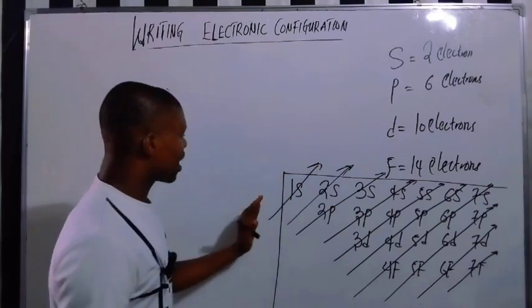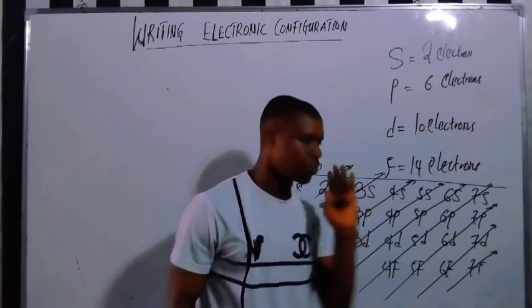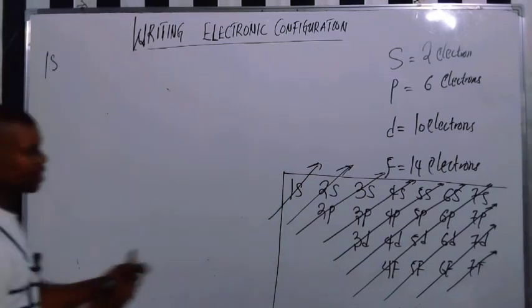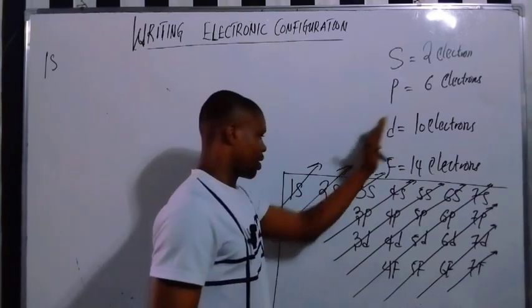From the direction of the arrow, you can actually know the one that will come first before the other one. So from here, you have 1s, right? 1s is the first one here. After that, you look at the second arrow here. You have what?